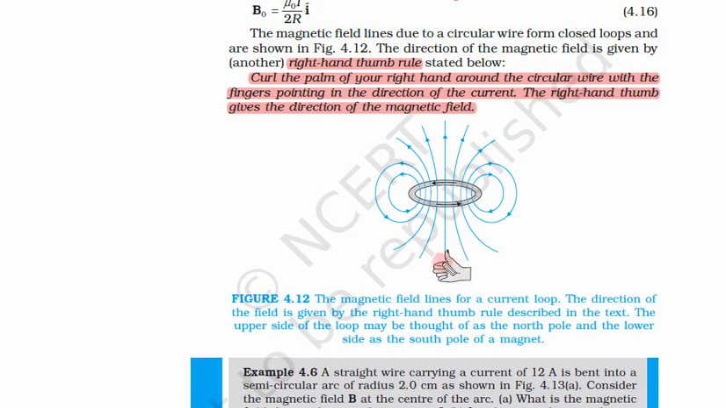So curl your fingers in the direction of the current. The current is also going in this direction. In that case, the direction of the thumb will show you the direction of the magnetic field. This is the right hand rule.